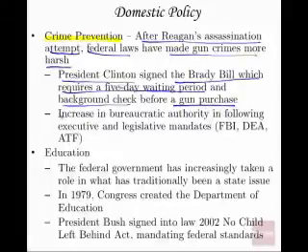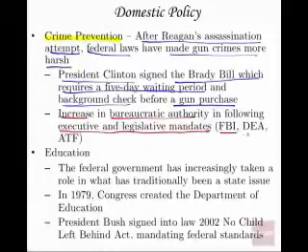And not only that, there's been an increase in bureaucratic authority in following executive and legislative mandates. For example, the FBI, the DEA, and ATF, these agencies have been given more discretionary authority in implementing a lot of these executive or legislative mandates, so to speak. So again, a lot of federal bureaucratic control has been given to the government over the past however many years.